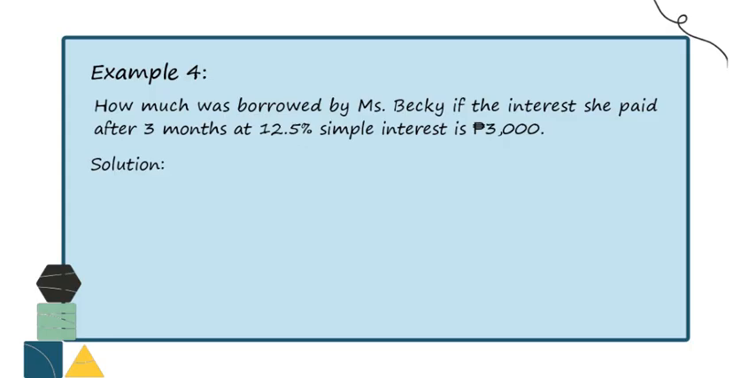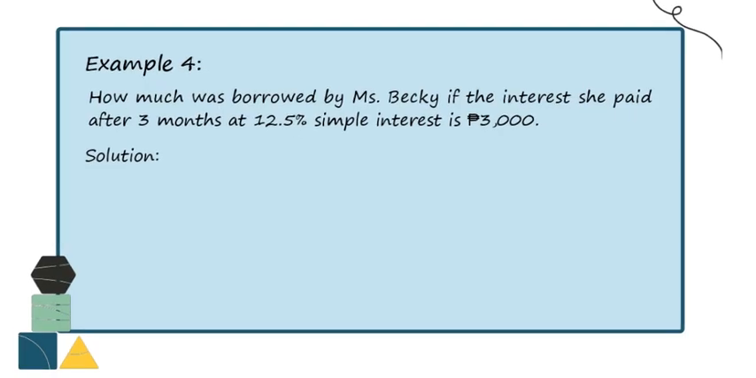So sa example 4, let's say, how much was borrowed by Miss Becky if the interest she paid after 3 months at 12.5% simple interest is 3,000. So again, we are going to do the same thing. We are going to identify what is given in the problem. So, yung value that we have first as a given is 3 months. So, obviously, this is going to be time because, again, SI unit na months is for time.